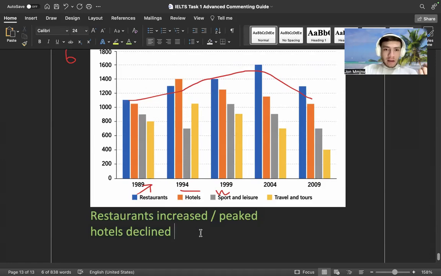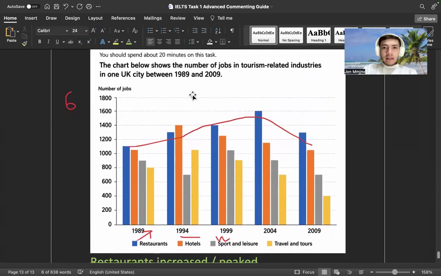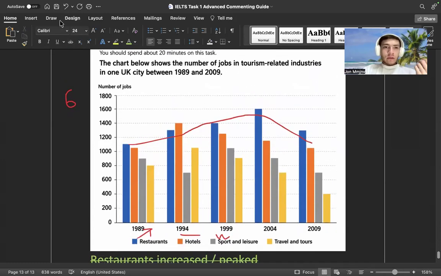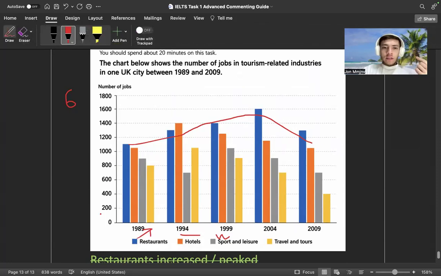What you should actually write is basically what's really happening. Just pay attention. Read the number of jobs. All right, now that makes a lot more sense. We have the numbers here on the left, the vertical line, and on the x-axis we have the years, right? The y-axis and x-axis.